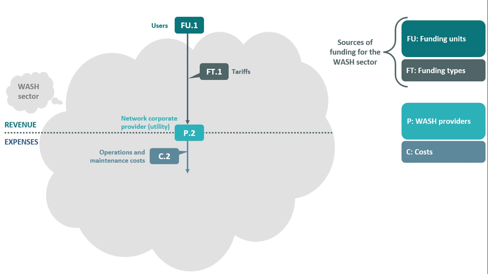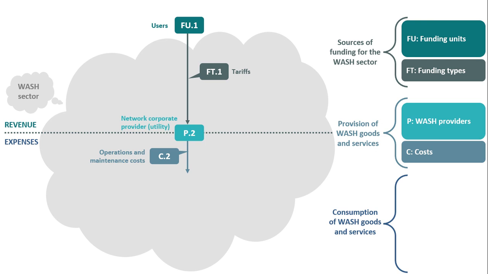Now we have the cost. In this case, imagine that the utility spends the funds on operations and maintenance costs, which is C2. With the P classification and the C classification, we have information on the provision of WASH goods and services.